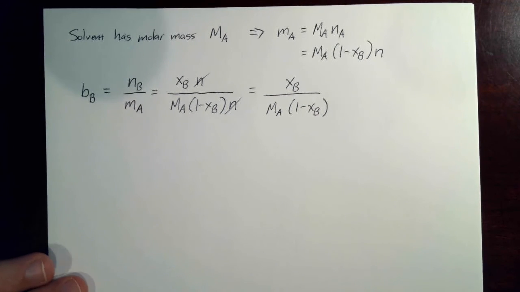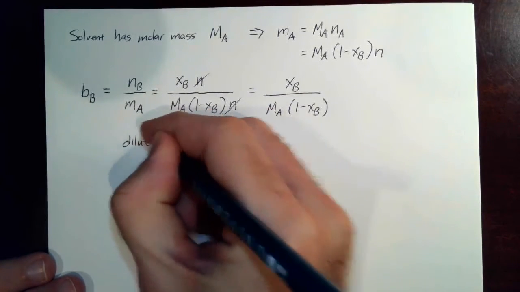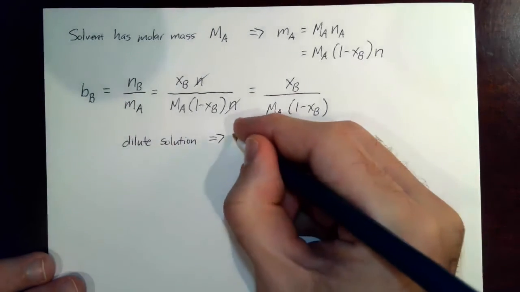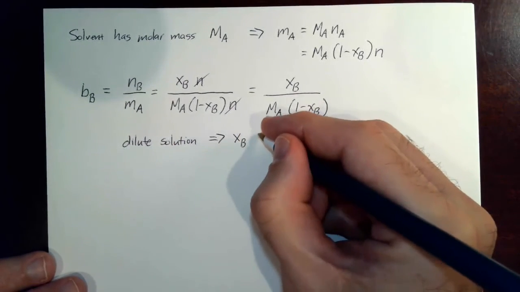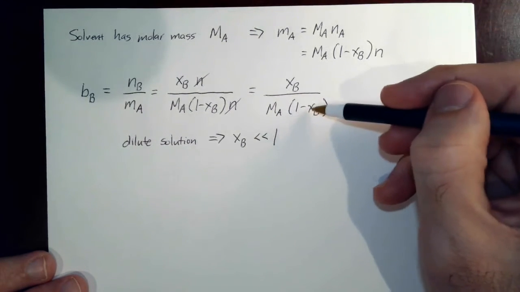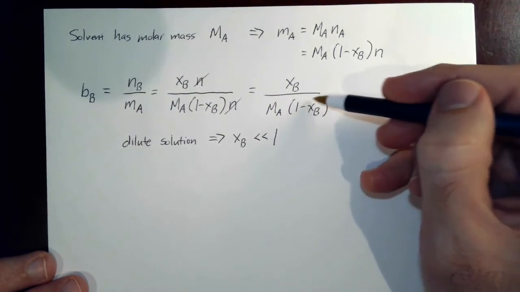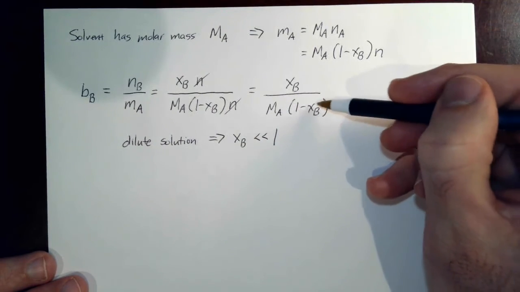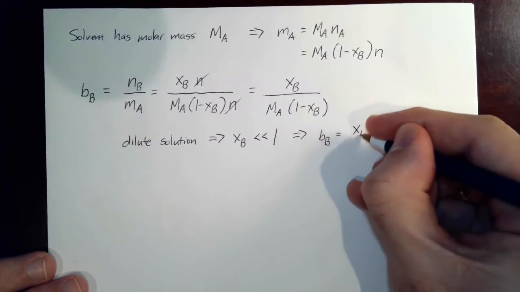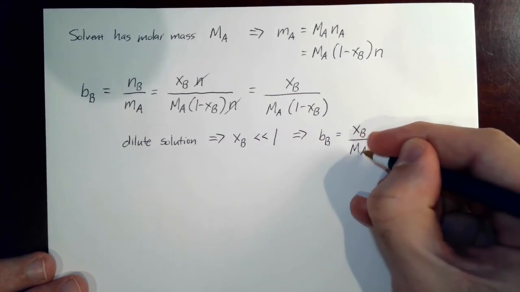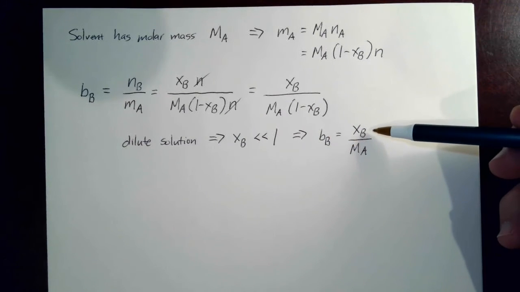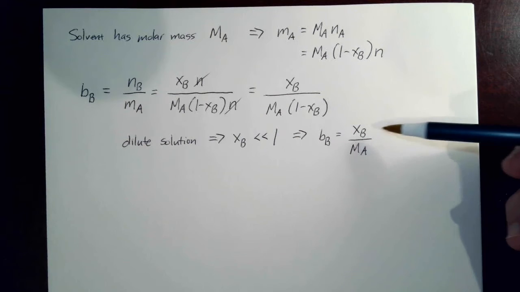All right, and we've been talking about dilute solutions. Let's see what happens if we have a dilute solution here. Dilute solution implies that the mole fraction of the solute is small, so I'm going to say much less than 1. If that's true, then we're subtracting 1 minus something that's insignificant compared to 1. So this term on the bottom in parentheses becomes 1, and the formula simplifies to XB over MA. And so we see that the molality is proportional to the mole fraction of the solute when the solution is dilute.